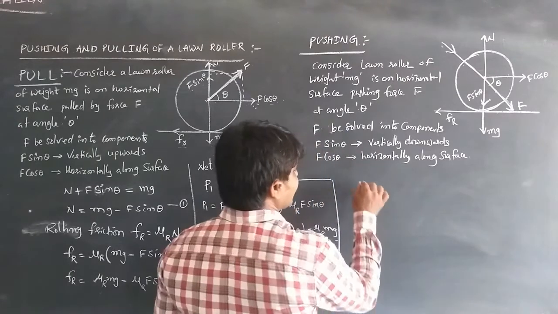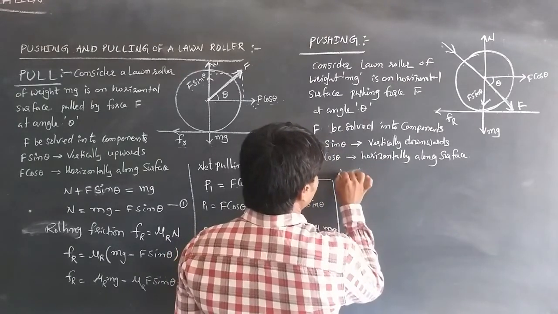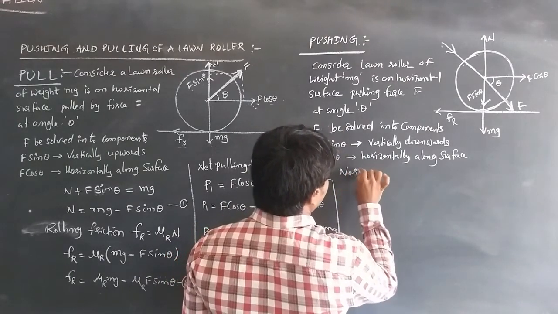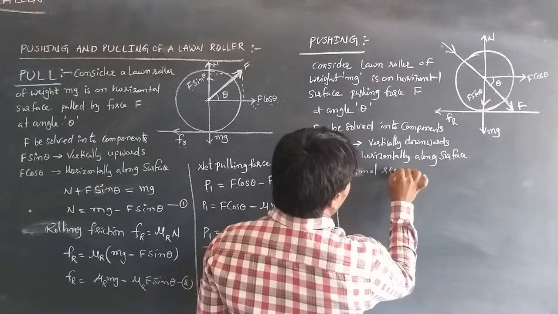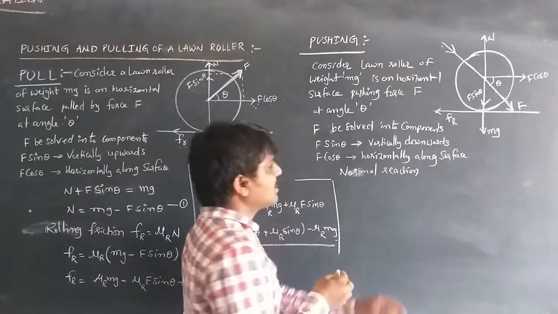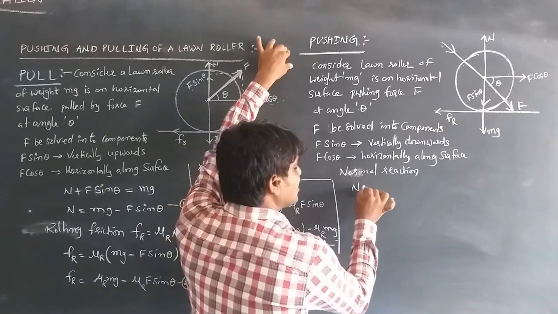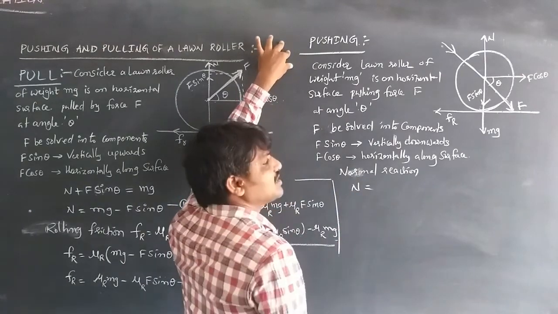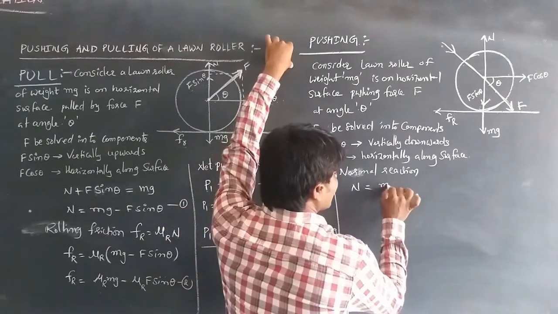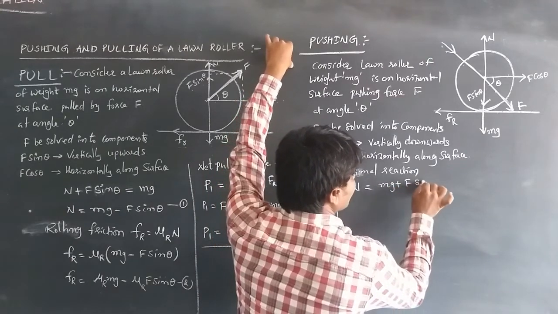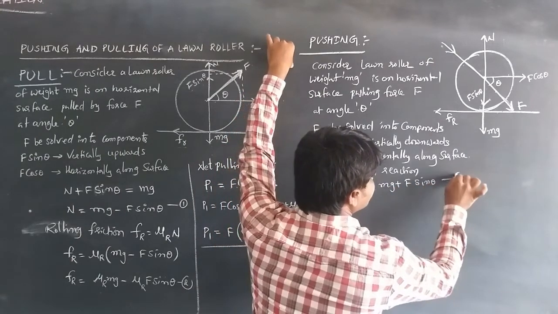So that's why we can write directly that the normal reaction N is equal to mg plus F sin theta. Consider this equation number 1.